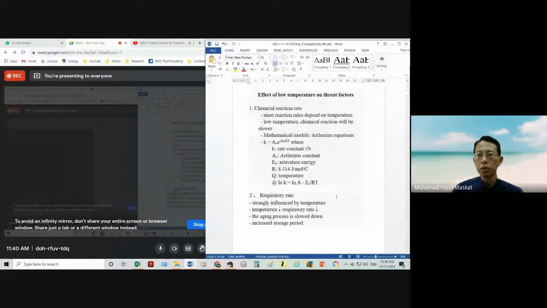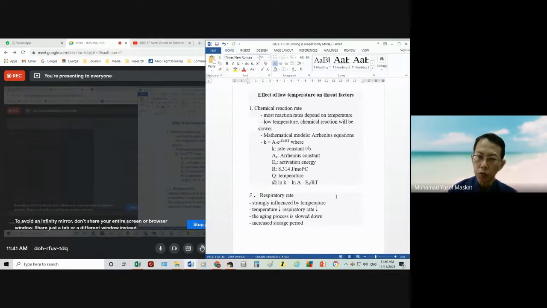For this topic, we will talk about the use of low temperature for food preservation. As I mentioned just now, the approach of preserving foods is to stop the threat factors. In general, if you can stop the threat factors, then the food will have a longer shelf life. So in this part of the course, we will talk about using low temperature to prolong the shelf life of food.